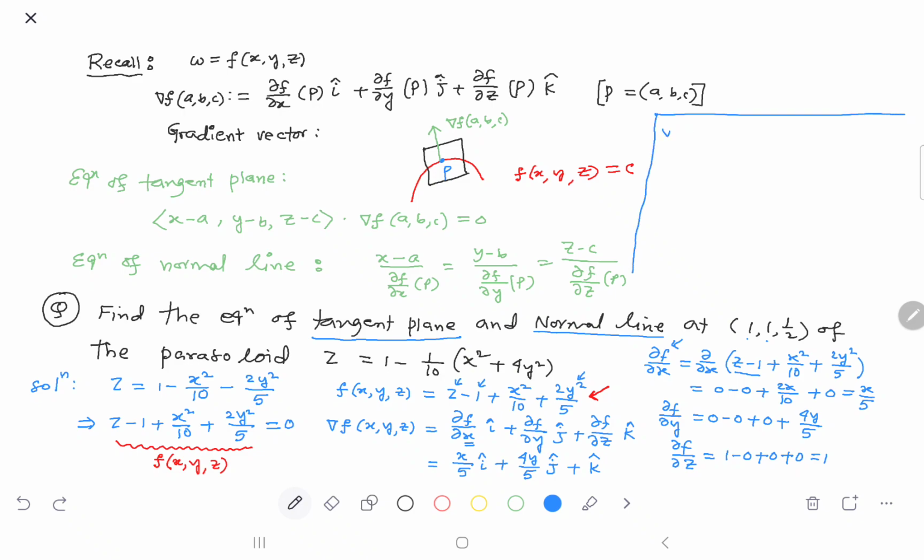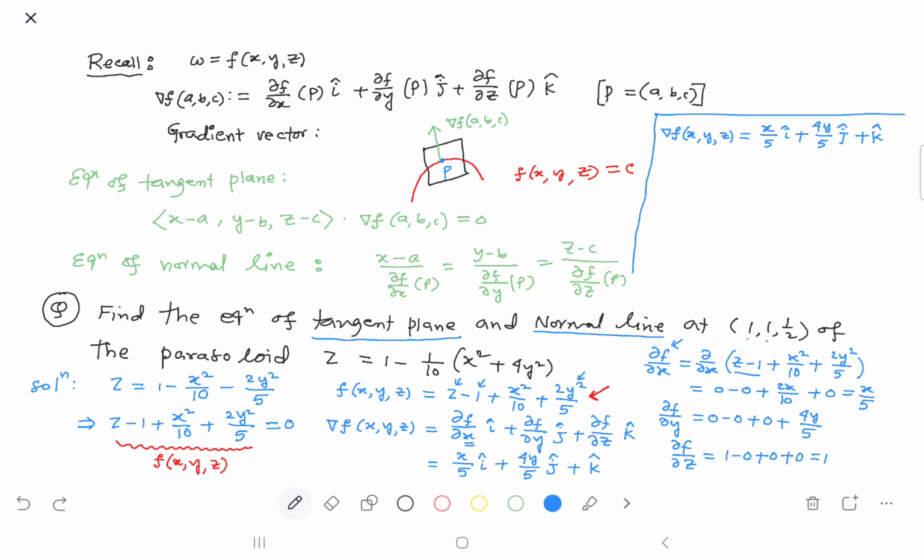So we are getting the gradient vector of the function f at the point x, y, z given by x over 5 i cap, 4y over 5 j cap, and plus k cap. Whenever they ask you to find the tangent plane and normal, first you write down the function, then you calculate the gradient. These are the steps.